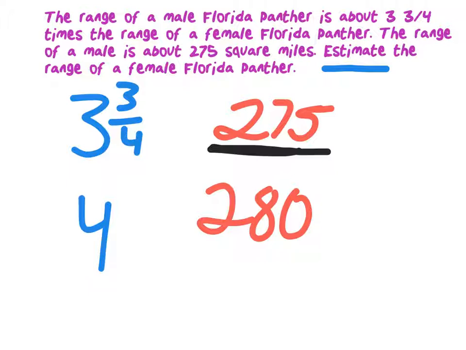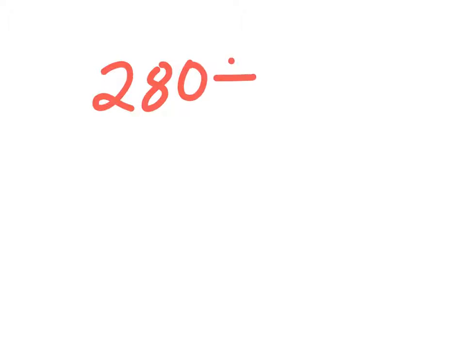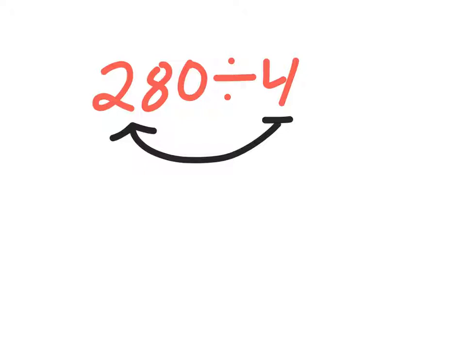So I wrote this backwards, so I'm going to rewrite it on a new slide here. We have 280 divided by 4. Now ask yourself, how many times does 4 go into 28? Your answer is 7. But we have to put that 0 on because there's no 0 for it to cancel out. So our answer is about 70.